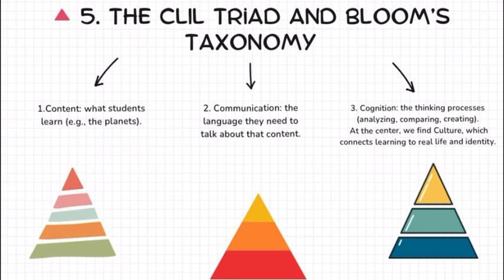5. The CLIL triad and Bloom's taxonomy. 1. Content, what the students learn. Example, the planets. 2. Communication, the language they need to talk about that content. And 3. Cognition, the thinking processes: analyzing, comparing, creating. At the center, we find culture, which connects learning to real life and identity.